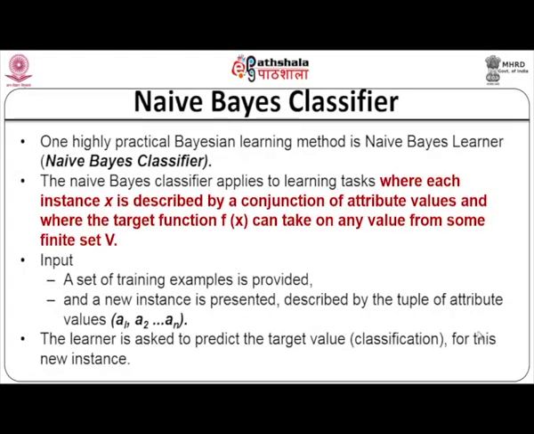And it is one practical Bayesian learning method, as we said, practical because it is simple to apply. It applies to learning tasks where each instance x is described by a conjunction of attribute values and where the target function f of x can take any value from a finite set V. So, a set of training samples is provided, a new instance is described by a tuple of attribute values a1, a2 to an, and the learner is asked to predict the target value, which is a classification for this new instance. This is the scenario.